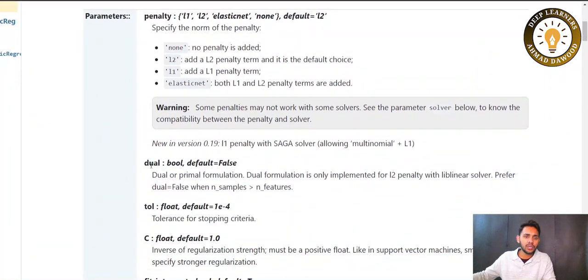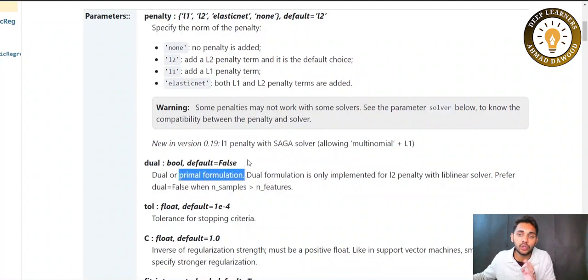Anyhow, here is another parameter, dual. Don't worry about this dual. Actually, in mathematical optimization theory, there is a concept of the duality principle. According to that concept, you can view your problem from two angles, from this angle or from the other. The one angle, in which we visualize or analyze our problem, they call the primal formulation.